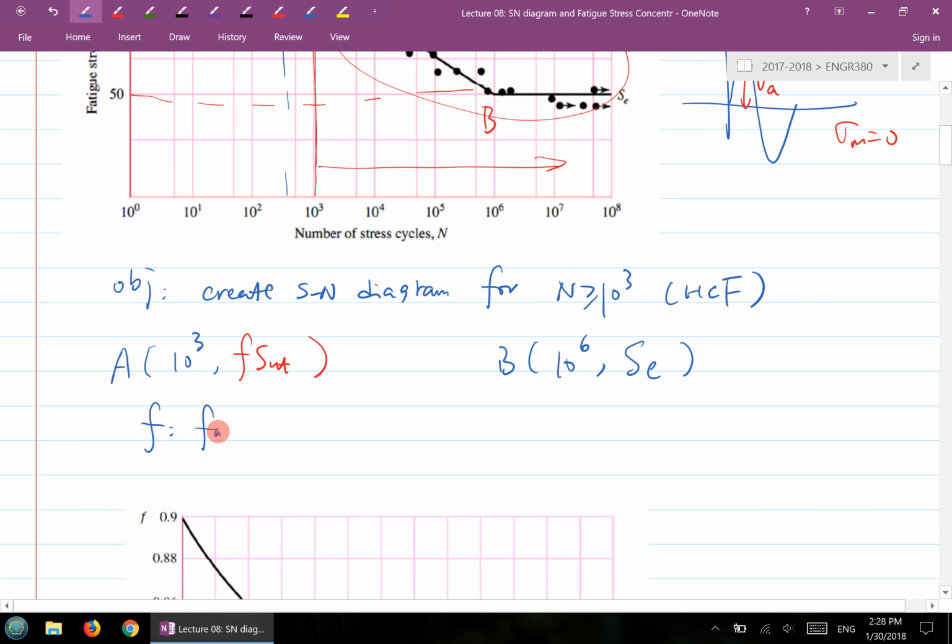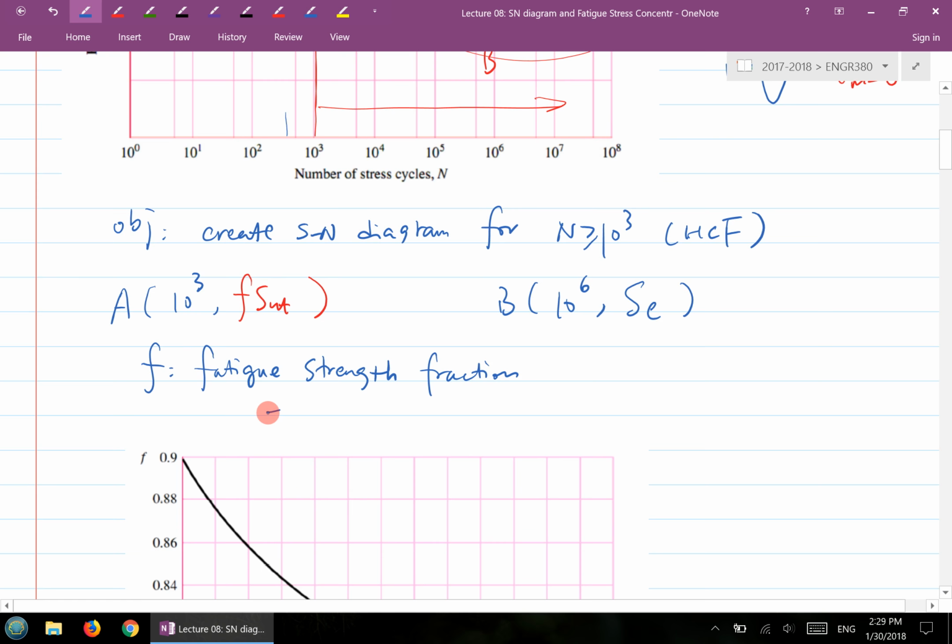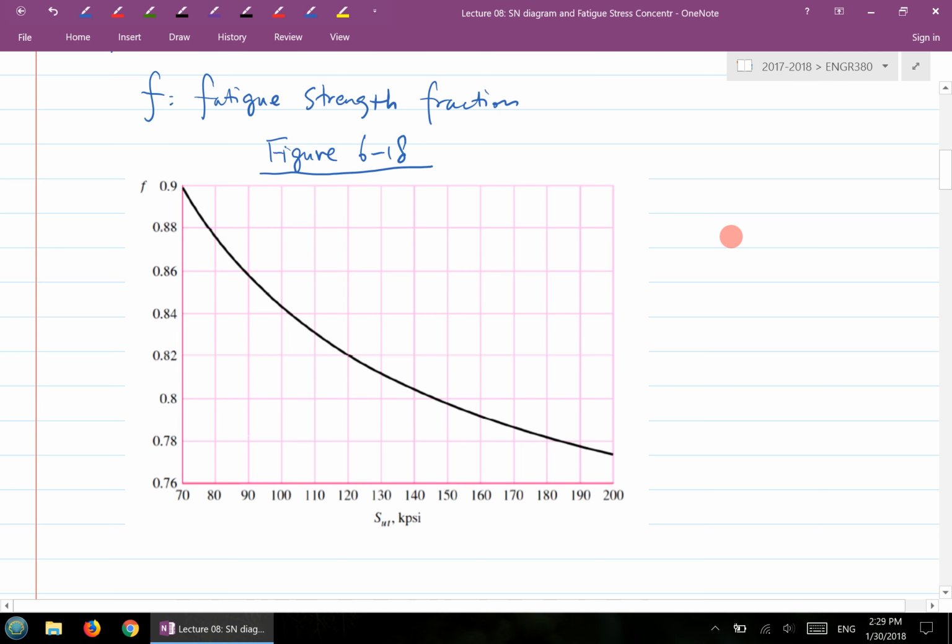This f is called the fatigue strength fraction. You will have to look at figure 6-18 to find this f value. SUT is the ultimate strength. Figure 6-18 will give you this fatigue strength fraction, the value of the small f. So this is figure 6-18 here.